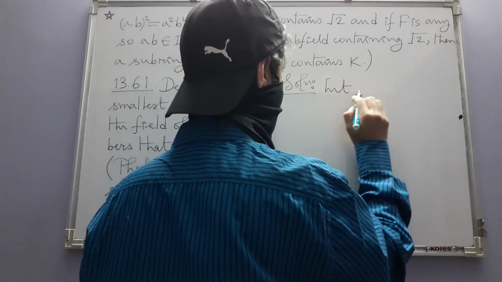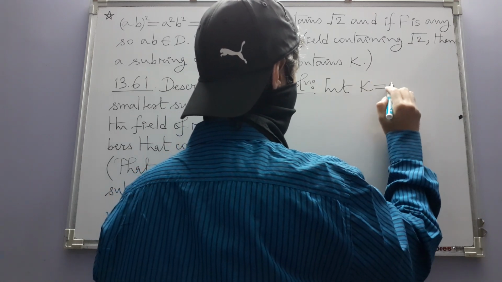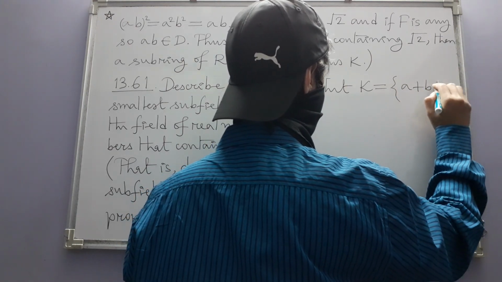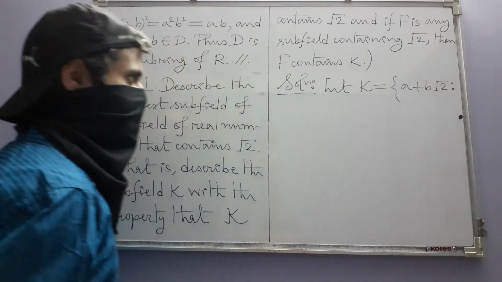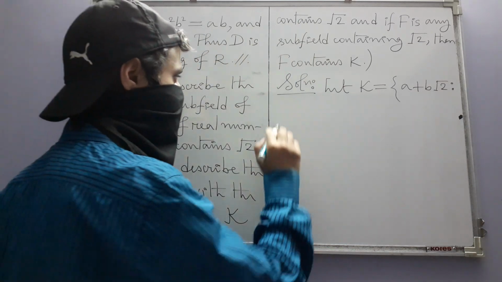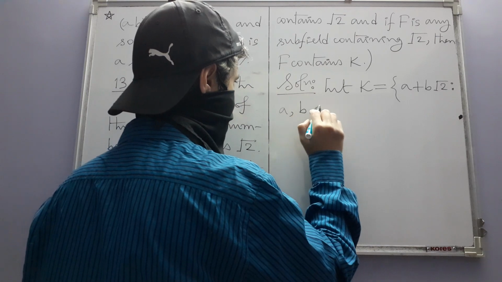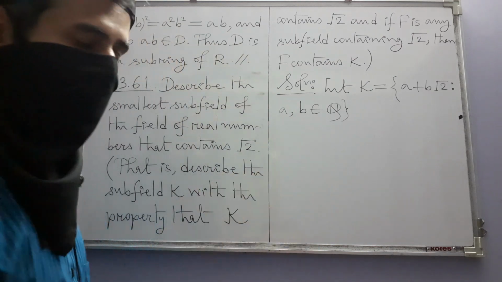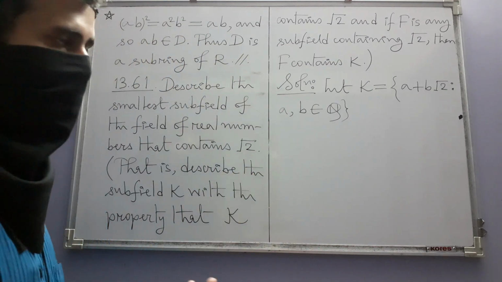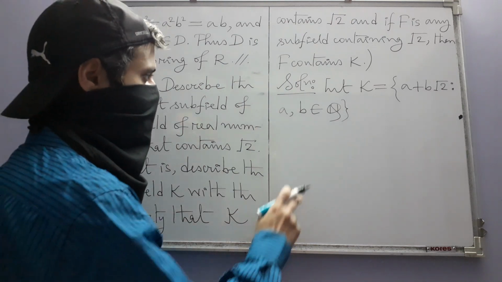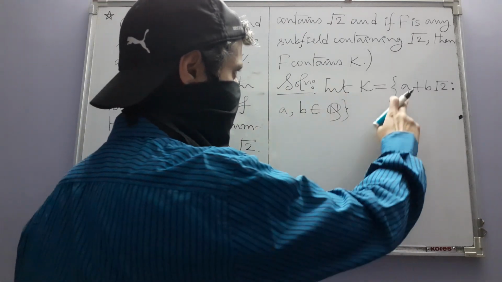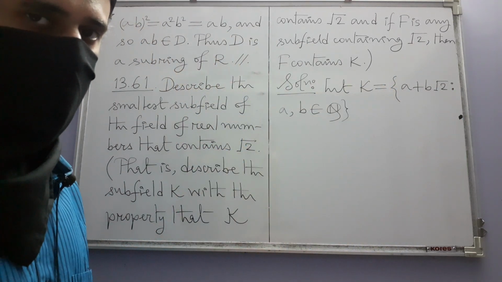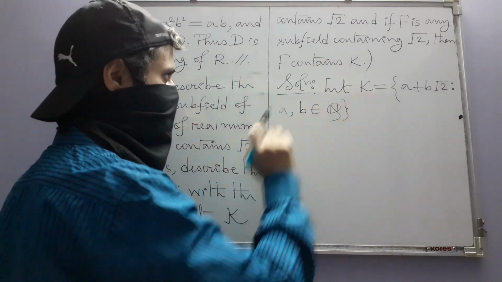Let K be the set of all real numbers that look like this, a plus b root 2, where a and b are coming from Q, the set of rational numbers. We already know that square root of 2 is not rational, but a and b are rational, and we are collecting all the real numbers that look like this, a plus b root 2, where a and b are rational, and that set we are calling K.